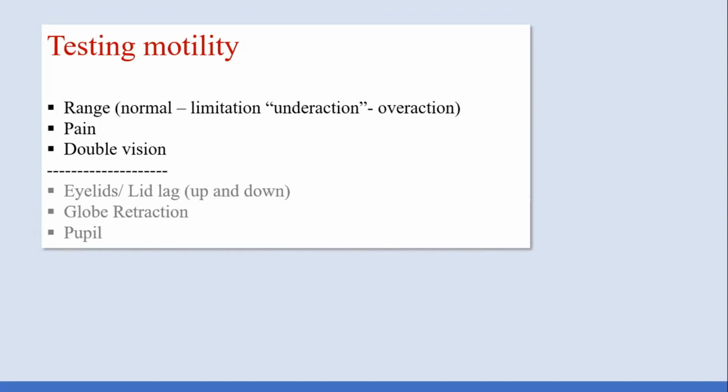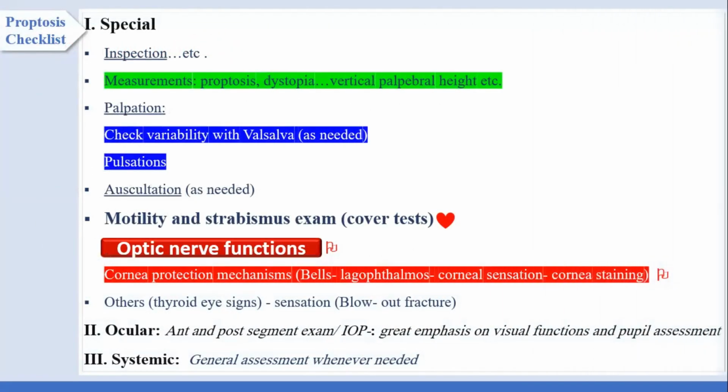All right. If you have noticed, I didn't discuss how we test motility in detail, because this is not the aim of this presentation. The next point in the checklist is optic nerve functions. I will choose one of you to tell me how we can assess the optic nerve function in general in your practice. If someone asks you to assess the optic nerve function in a patient, what are the points that you need to assess? Good morning.